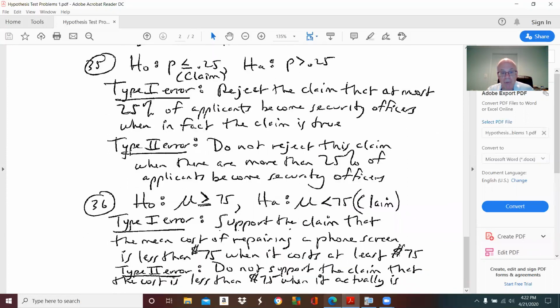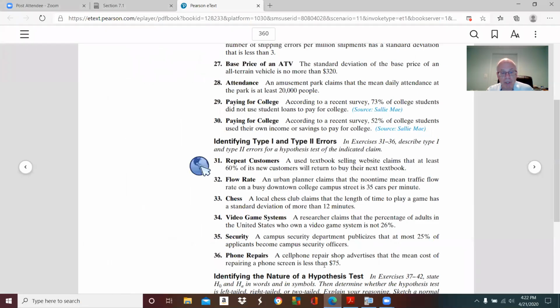And finally, the last one, number 36. A cell phone repair shop advertises that the mean cost of repairing a phone is less than $75. Is less than is the alternative hypothesis, because the less than symbol is one of the symbols for the alternative hypothesis. So in this case, it's going to be a mean, since we're measuring money, counting money. So it's going to be mu is less than 75 will be the alternative hypothesis.